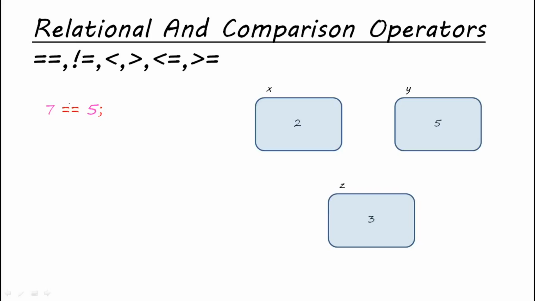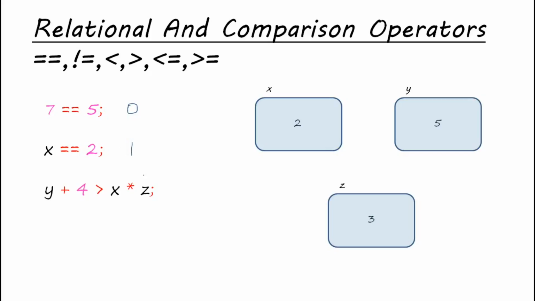The expression would evaluate to either true or false and not 5. So when you do 7 == 5, this evaluates to false and hence the answer is 0. When you do x == 2, this is true and it evaluates to 1.